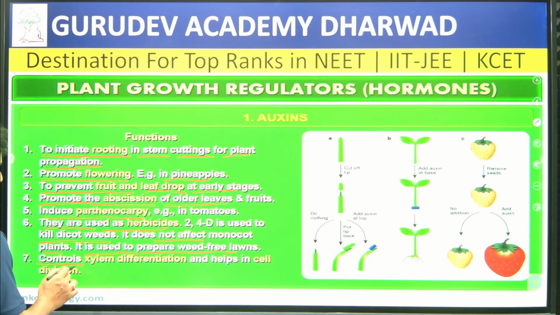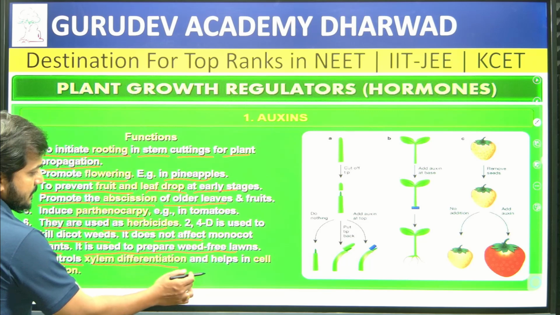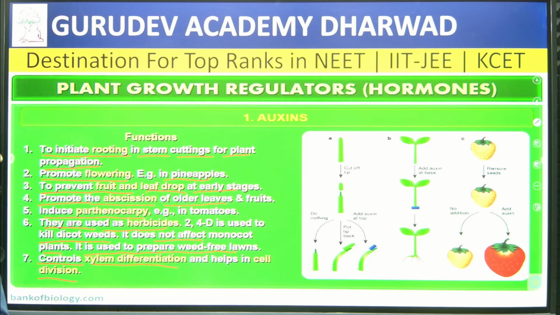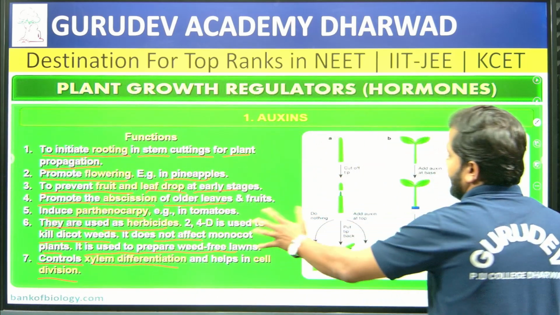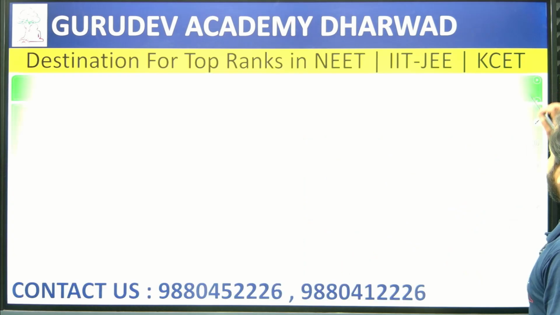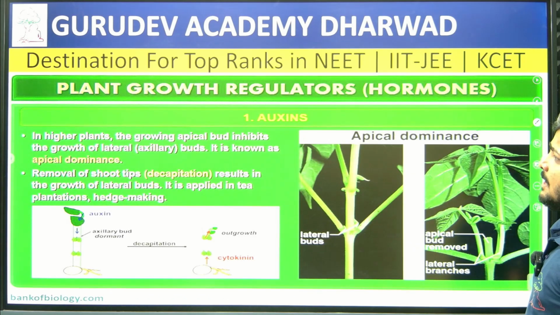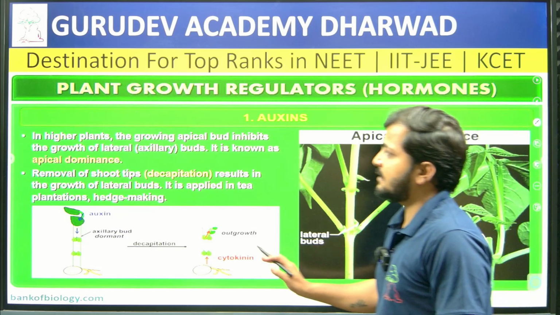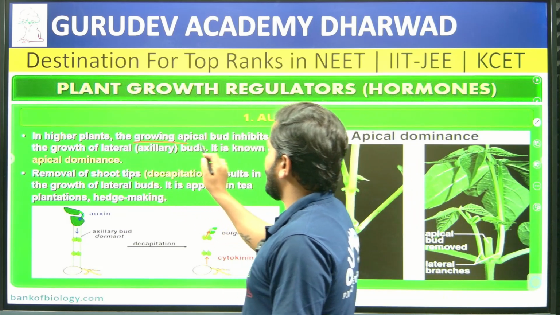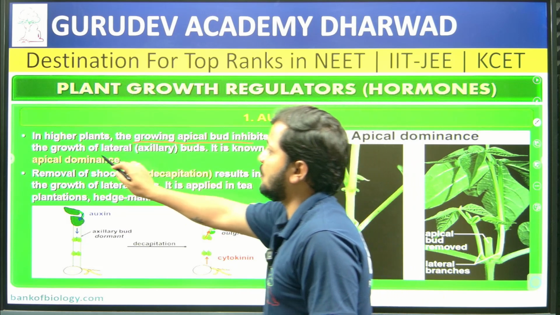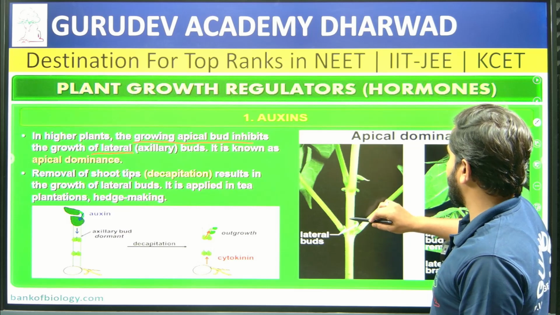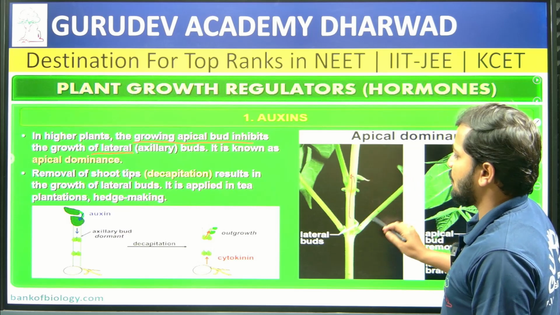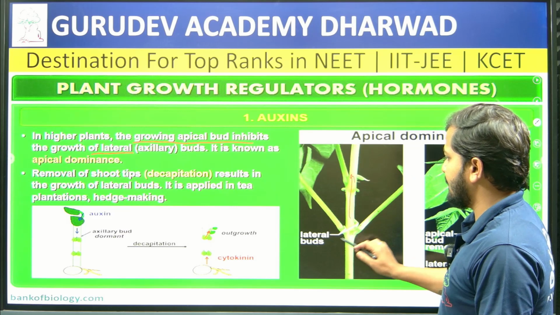Auxin also controls xylem differentiation, and cell division can be controlled by auxin. So these are the examples of auxin functions you can find. Then, in higher plants, the growing apical bud inhibits the growth of lateral buds. So if the apical bud is growing, it inhibits the growth of the lateral bud.